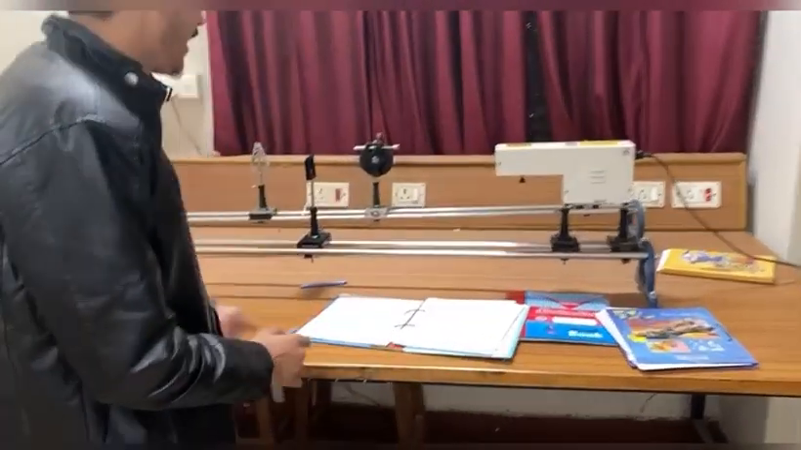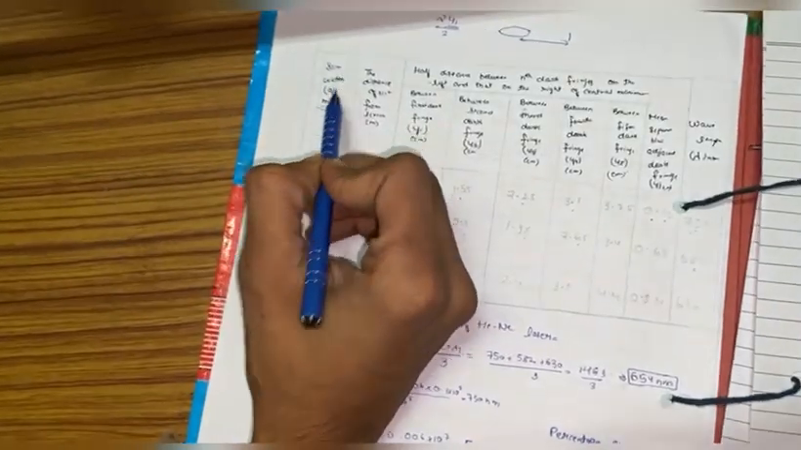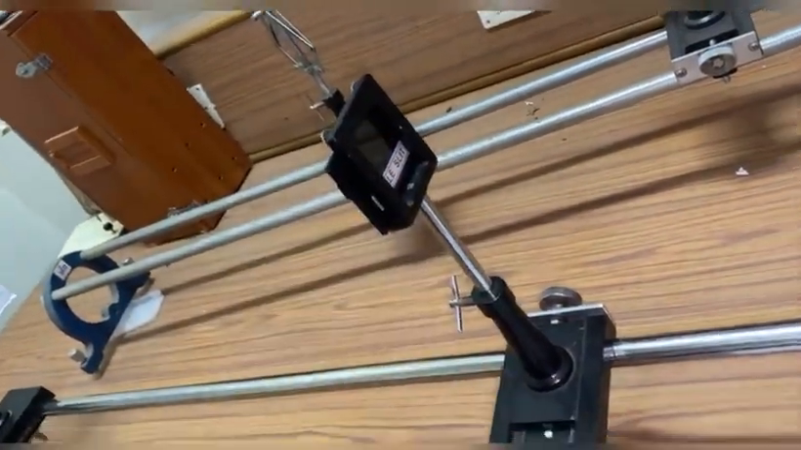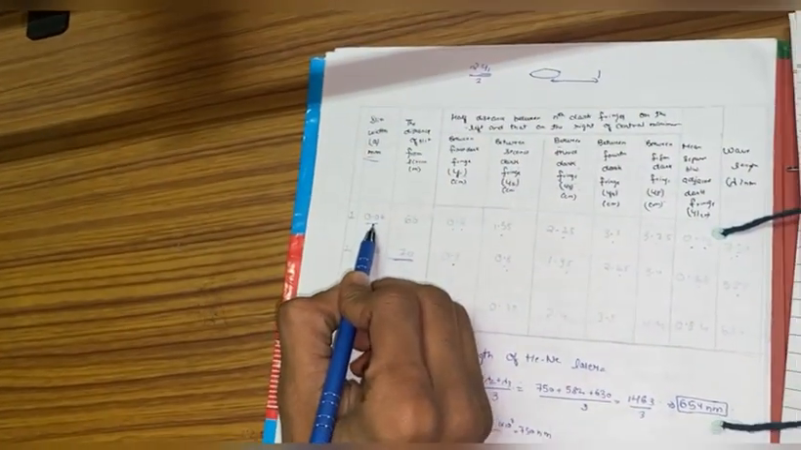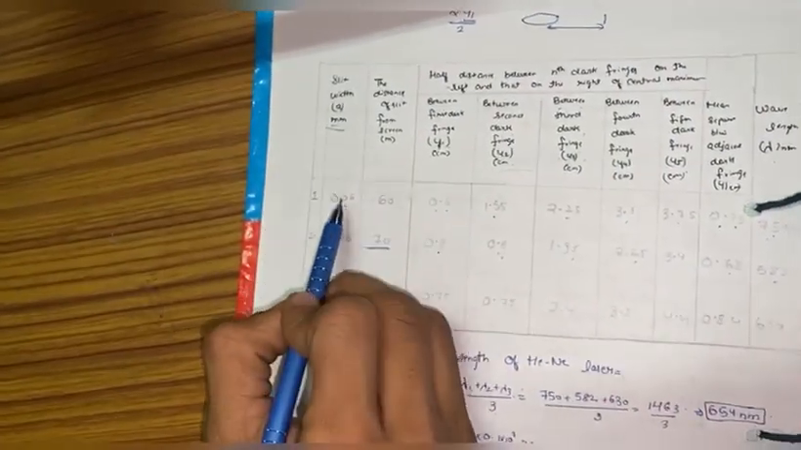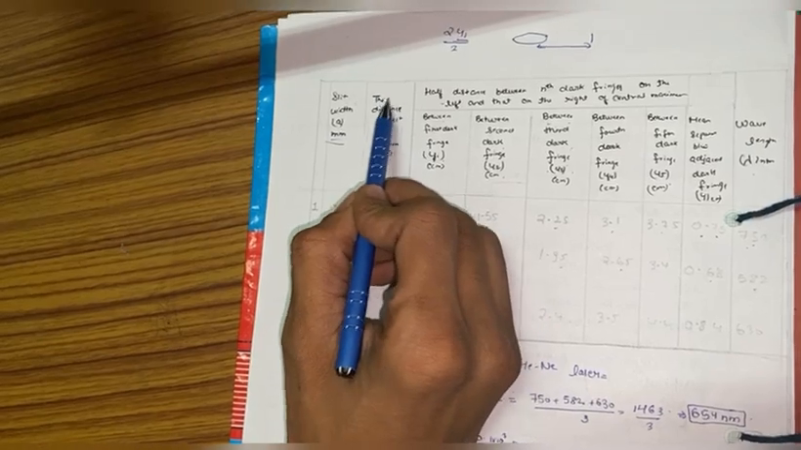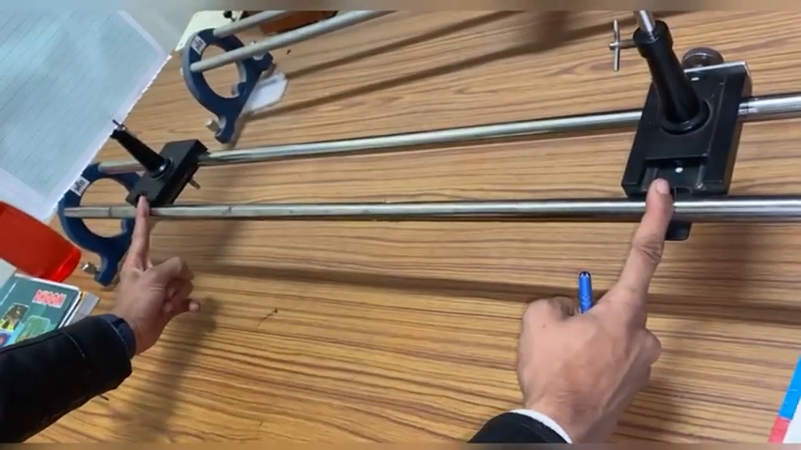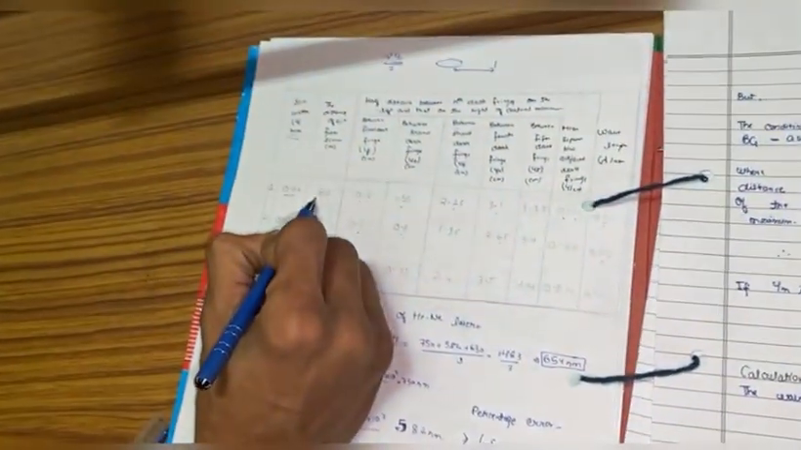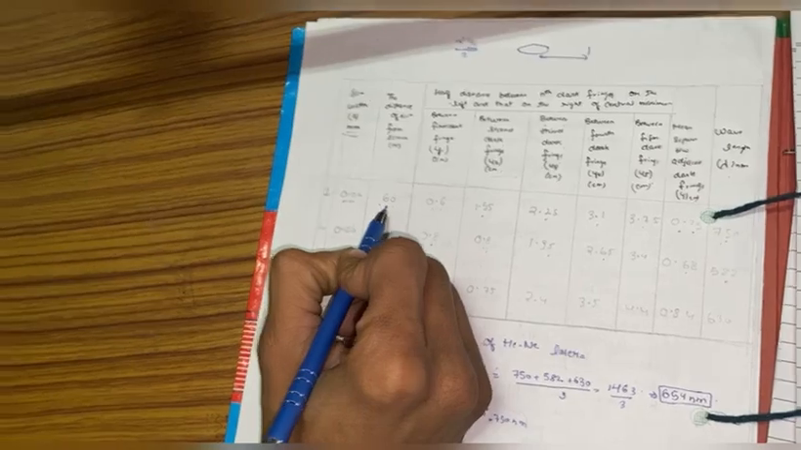Now I am going to explain the observation table of this experiment. The first thing in this table is slit width. What is the slit width? The width of this slit is known as slit width. In this experiment, we are taking the value 0.06 millimeter for the slit width. Another term is the distance of slit from screen. The distance of the slit from the screen is taken as 60 centimeter in this observation.